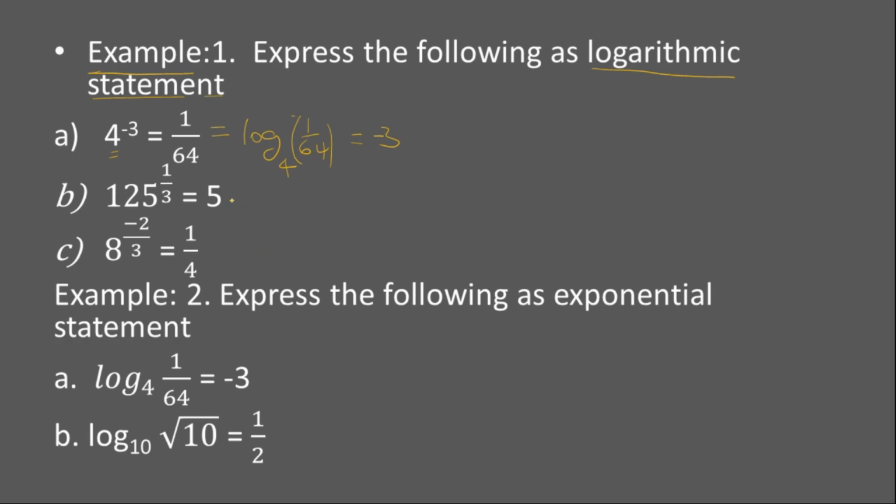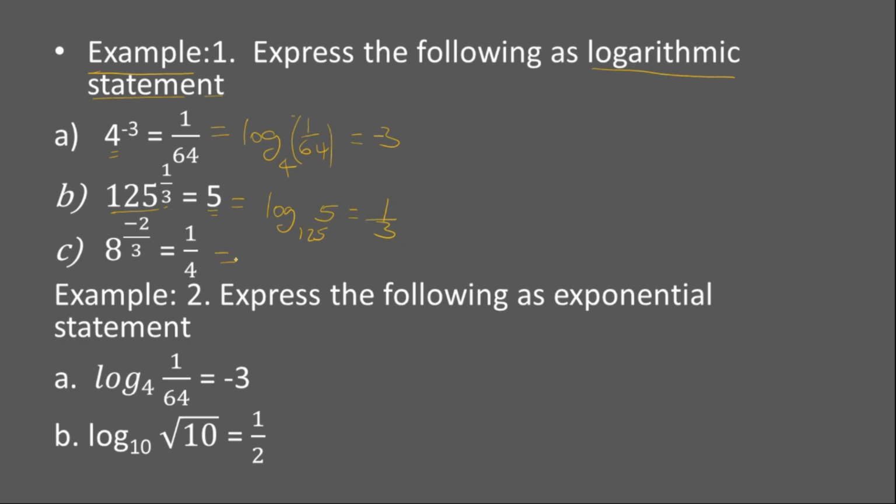For this one, our base is 125, the product is 5, and the exponent is 1/3, which means the logarithm of 5 to the base 125. Our base is how much? 125, and the number is 5. 125 to the power of 1/3 gives how much? 5. So it can be written as the logarithm of 5 to the base 125 is equivalent to 1/3, which means 125 to the power of 1/3 gives 5.